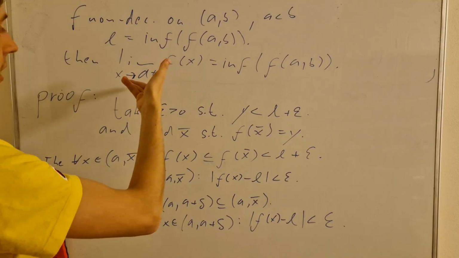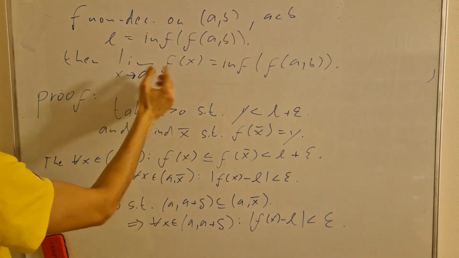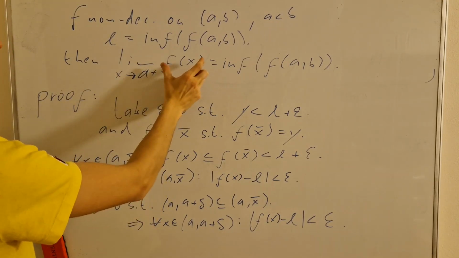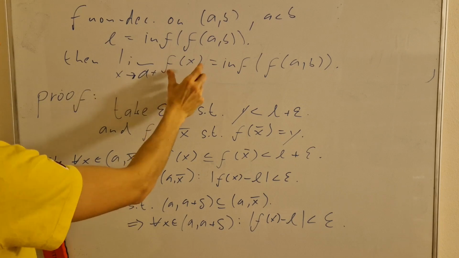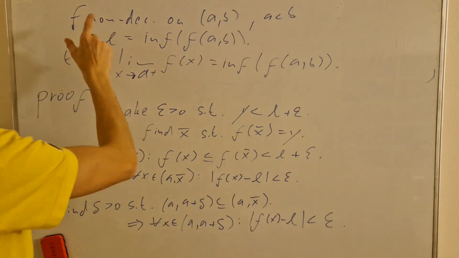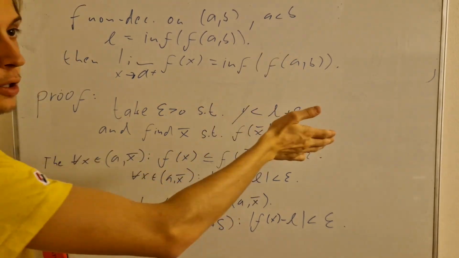Then we have that if we approach a from the right side, which is the left bound of the interval, so the limit as x goes to a from the right side of f of x, of this function we're considering over the interval a to b being non-decreasing, it's actually going to be equal to the infimum of all the function values on that interval.